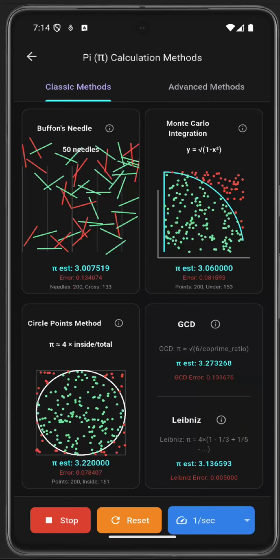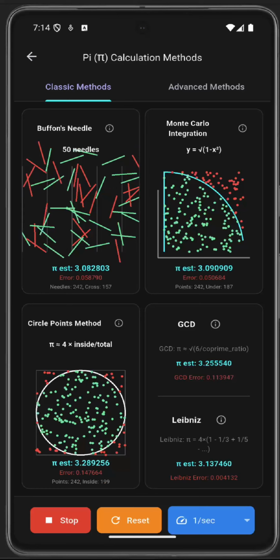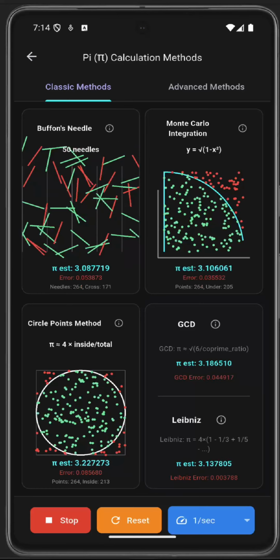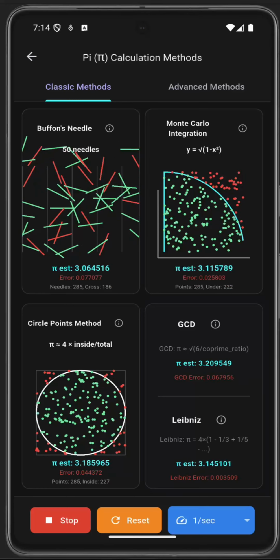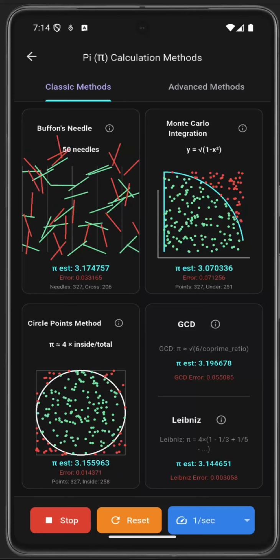The ratio of points inside the circle to the total points is approximately the ratio of the circle's area to the square's area. Multiplying this ratio by 4 gives us an increasingly accurate value for pi as more points are added.